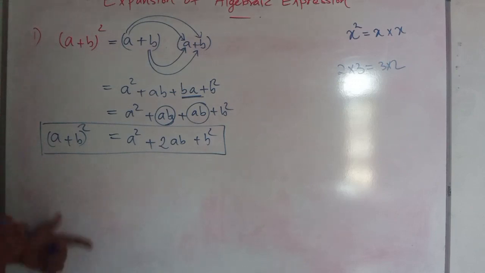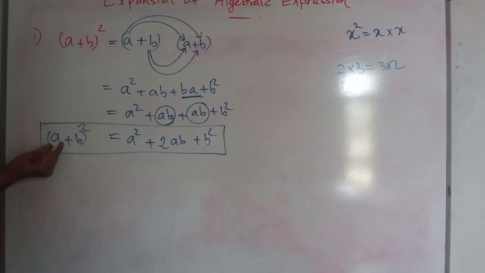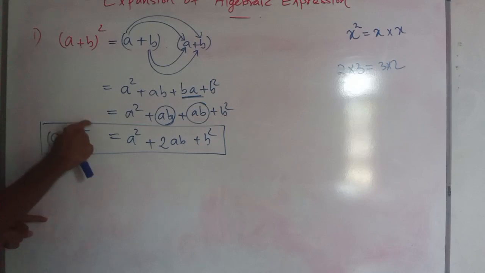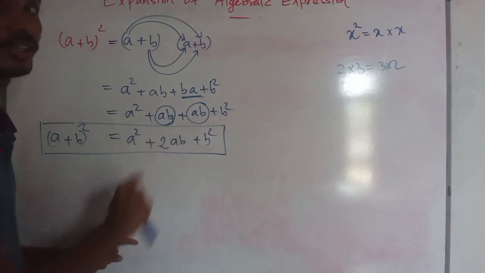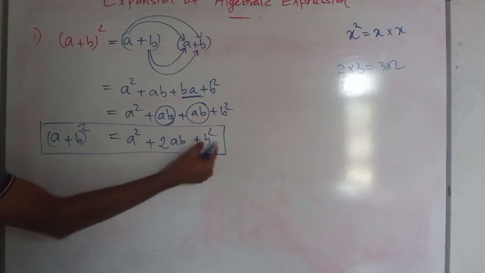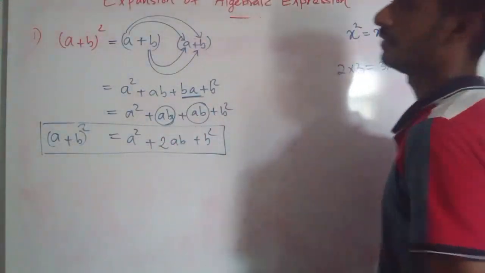How you can remember is, now you have exponent 2, right? So you put the exponent on the first term and write a squared here, then 2 into a into b, 2ab. In this case you have to consider the sign also. Then again at last you have to put b squared. So this is the first thing that we have to study.